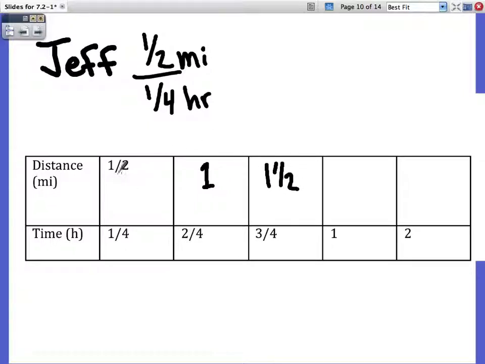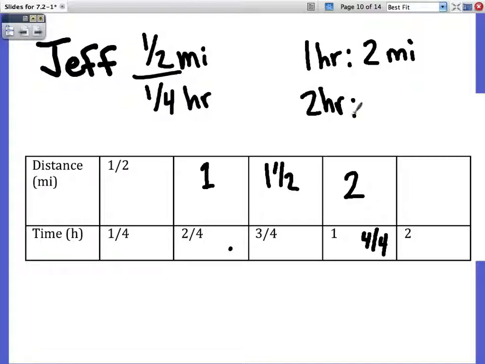So notice what I'm doing. In the top part, I'm adding a 1/2 because it's a 1/2 up here. And in the denominator, I'm adding a quarter each time. And then, of course, 3/4 plus a quarter is 4/4, which is 1. And so 1 1/2 plus 1/2 is 2. So now I know that in 1 hour, Jeff went 2 miles. So then it's really easy for me to figure out how far he would have gone in 2 hours, because I just double it, and that would be 4 miles.